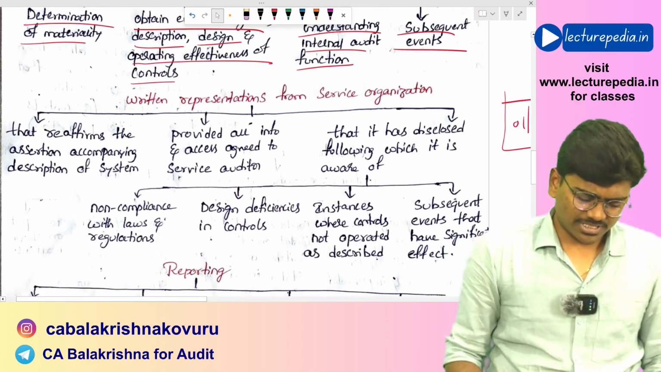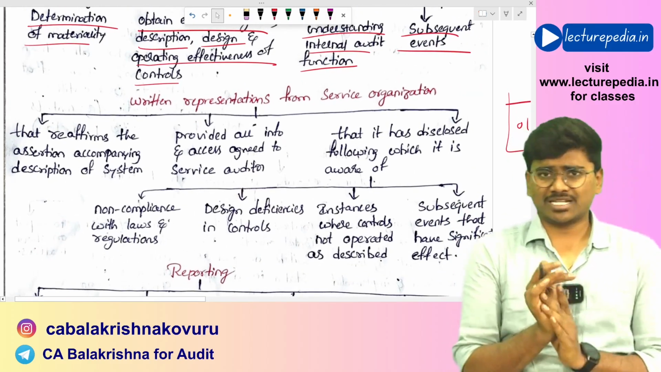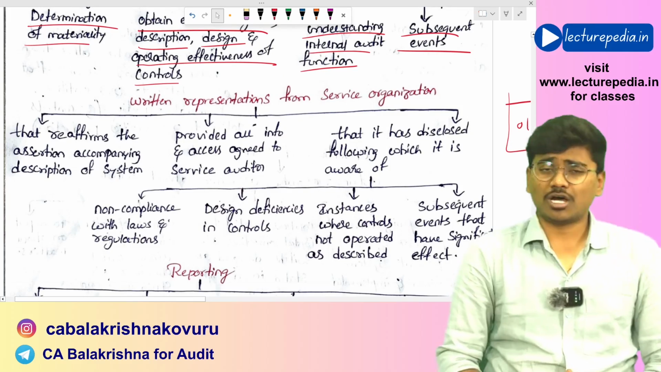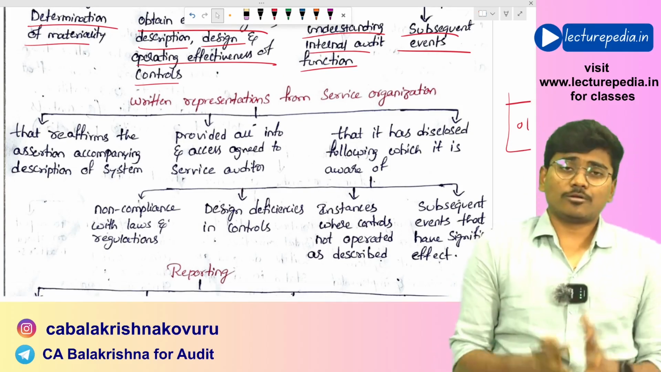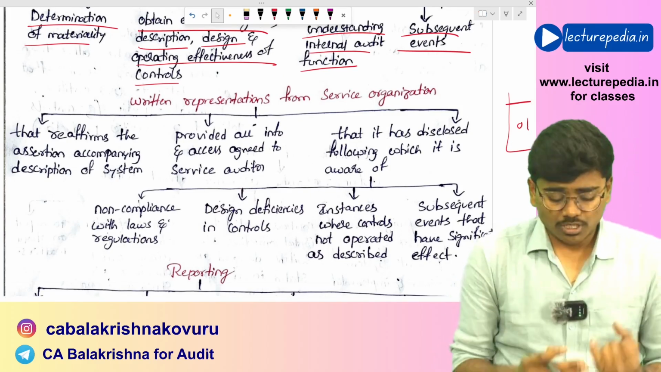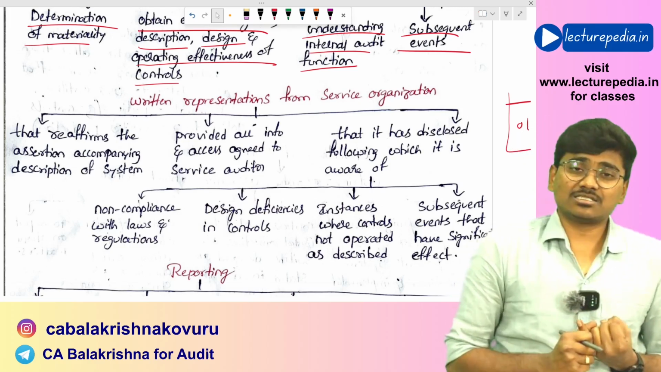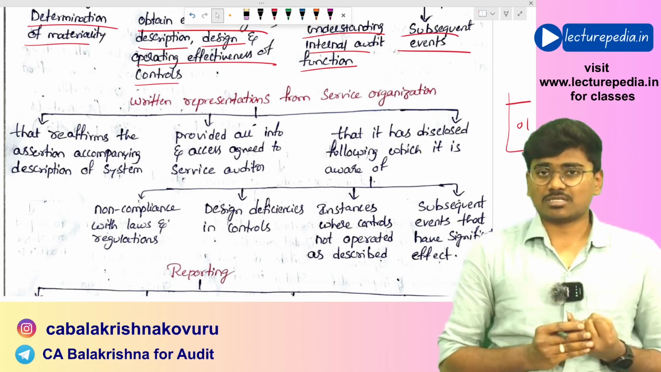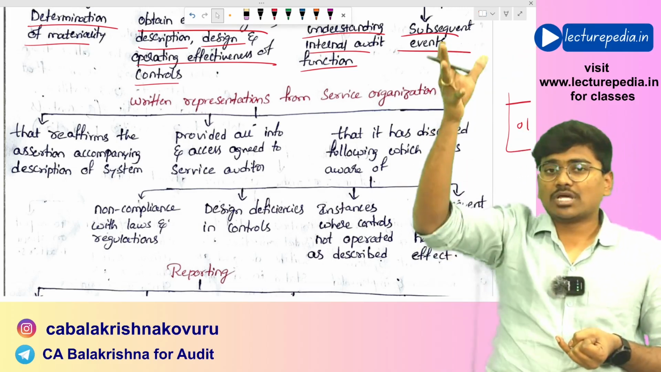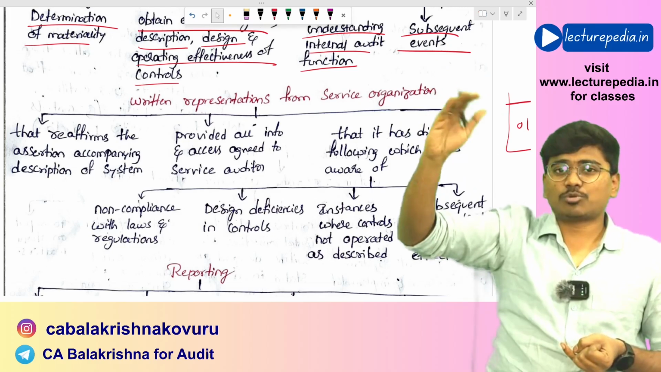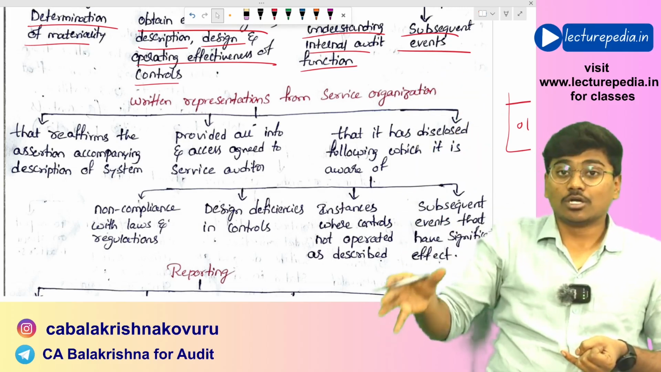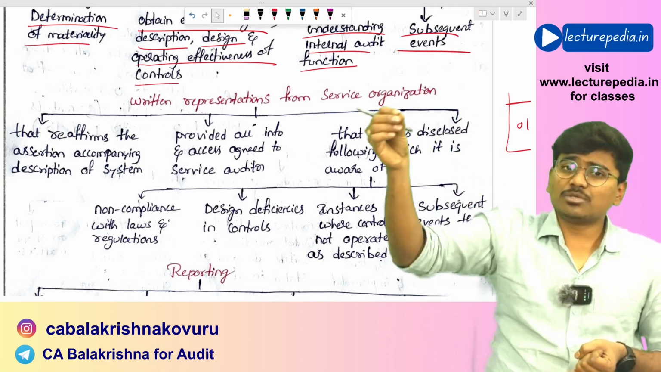Next, written representation from the service organization. You should also obtain written representation from the management of the service organization. What will be this written representation related to? First of all, the management should reaffirm the assertions that they have made in the description of the system. In the description of the system, they would have described various controls, processes and systems that they have implemented, and this will be given to the auditor.